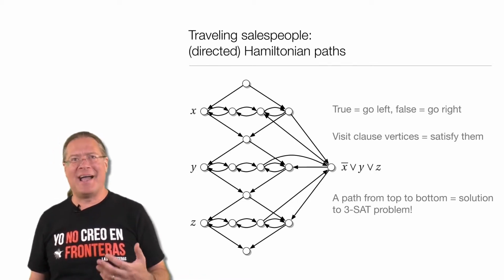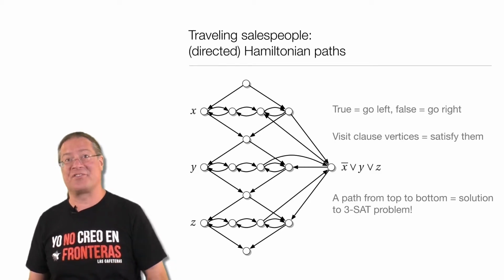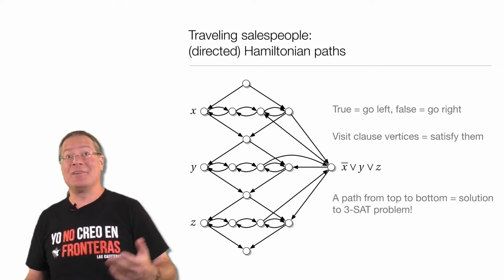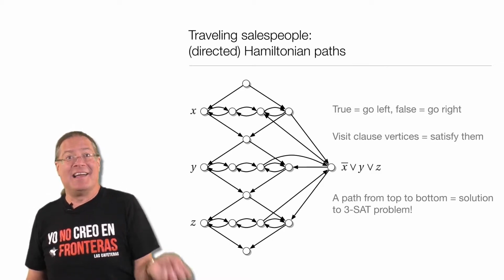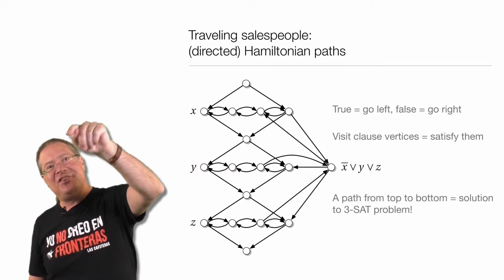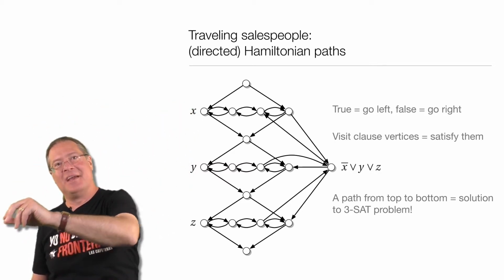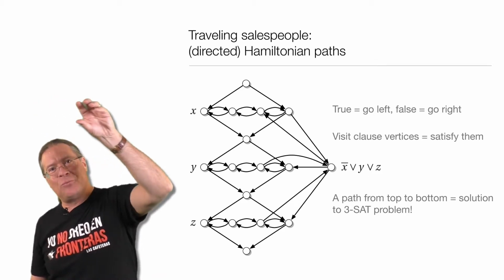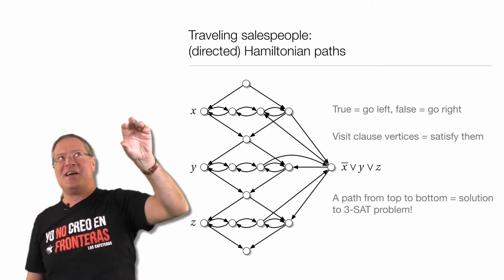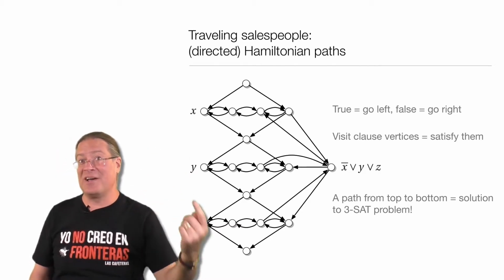Well, how do I add a clause that demands, for instance, that x is false or y is true or z is true? I only need one more vertex. I add that off to the side, and then I allow optional detours from these bridges to that vertex, but in a way which only works to cross the bridge in the direction consistent with the value of the variable that that clause would like.